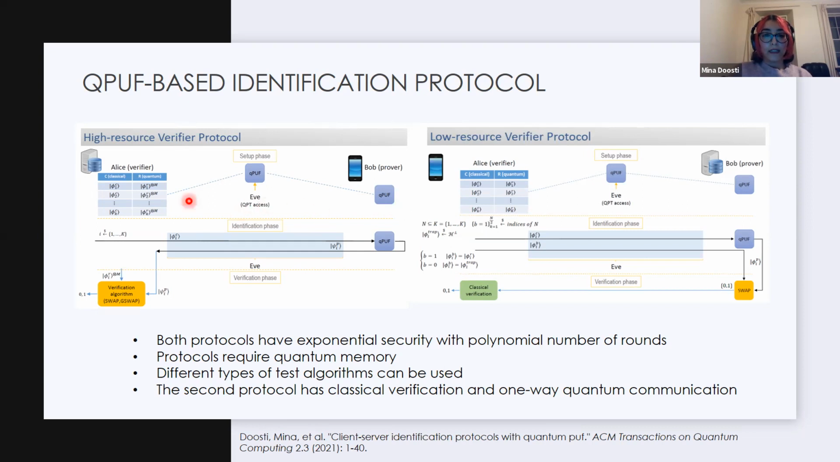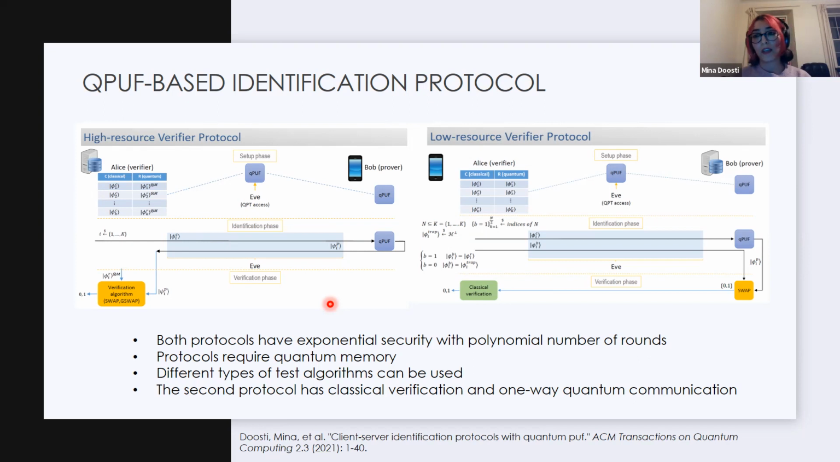In the other case, you have a low resource prover that has very limited capabilities, but not a quantum computer, and you have a quantum server, which also has a quantum PUF inside it. And these two protocols enable you to identify the quantum server or the quantum client. In both cases, you can show that relying on the selective unforgeability of the quantum PUF, in a polynomial number of rounds you can get security that's exponential, meaning the success probability of the adversary is exponentially low in the number of rounds.